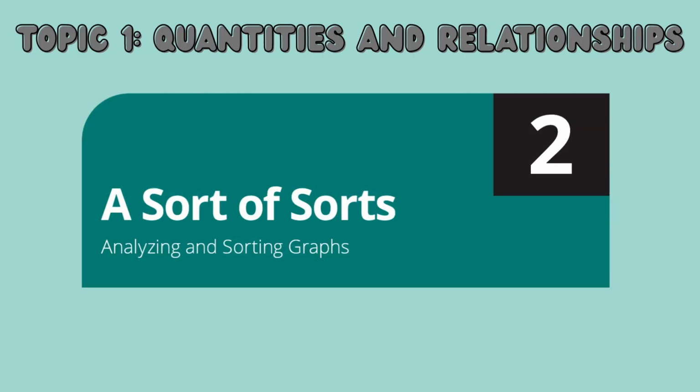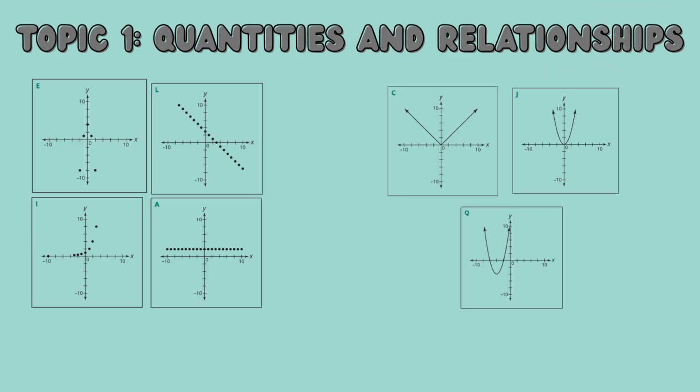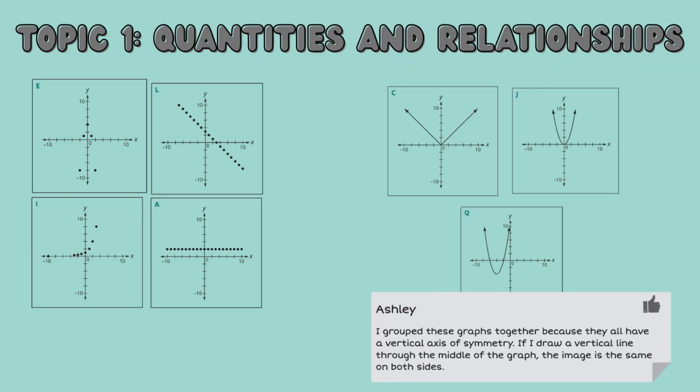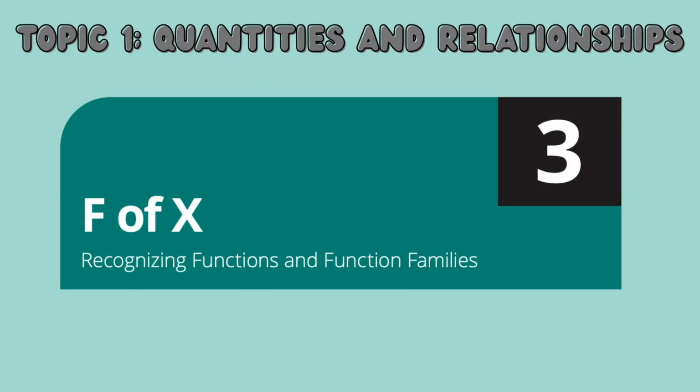Lesson 2, A Sort of Sorts. In this lesson, students will take graphs and sort them into groups based on particular properties. They will then have to justify how they group their graphs. This helps students see that graphical representations of relationships can be represented different ways. Lesson 3, F of X.